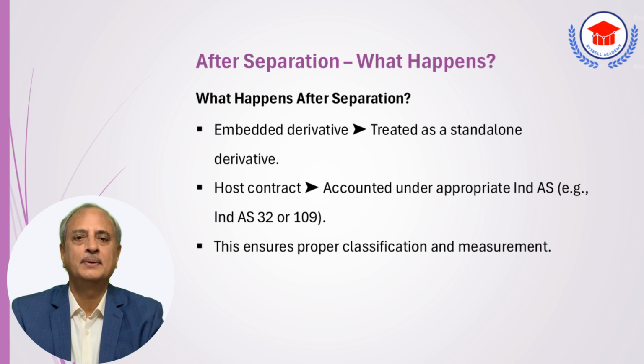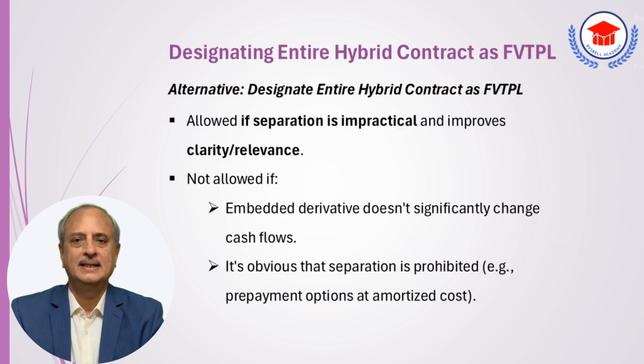What happens after separation? Once the embedded derivative is separated, it is accounted for as a standalone derivative, while the remaining host contract is treated according to the appropriate accounting standard, such as Ind AS 32 or Ind AS 109, designating the entire hybrid contract as FVTPL.